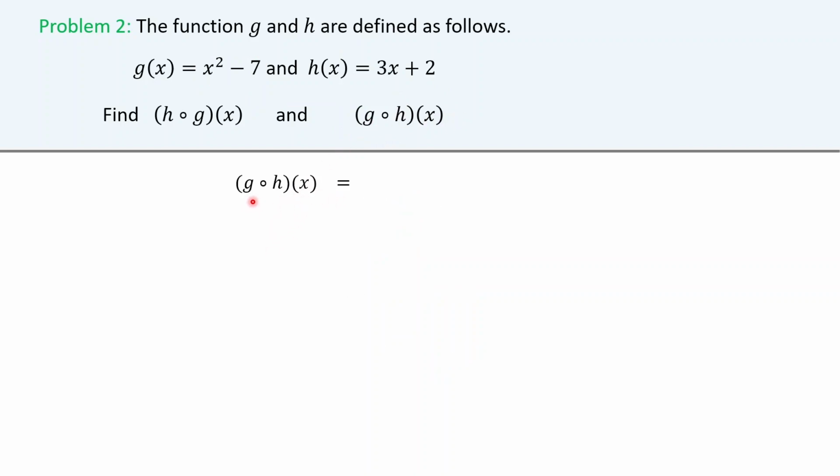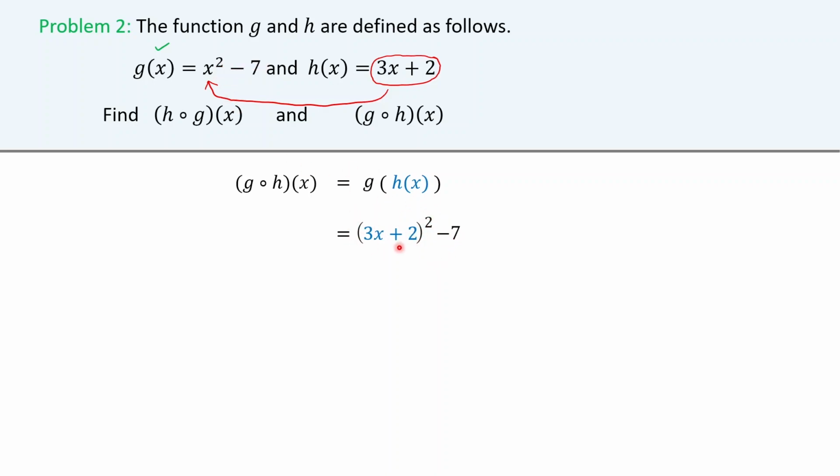This is equal to, write the first function g, inside put the function h of x. We need to find this. To find this, go to the function g and substitute h of x for x. H of x is 3x plus 2. So substitute this for x. You get 3x plus 2. And there is a square. Put parenthesis and a square minus 7.